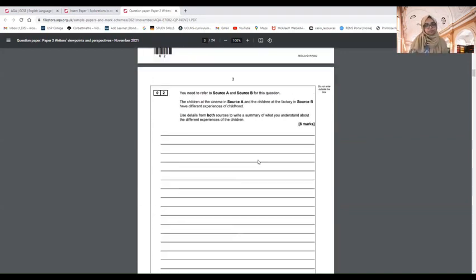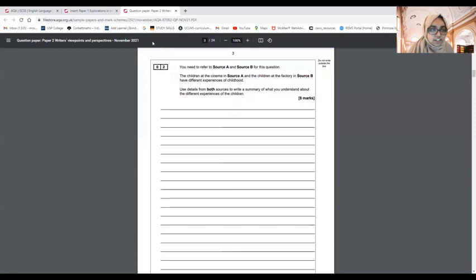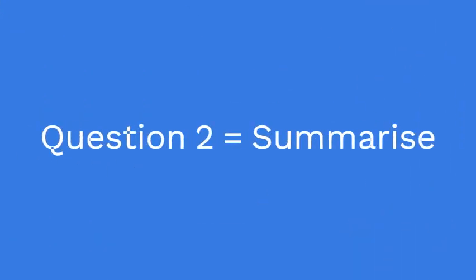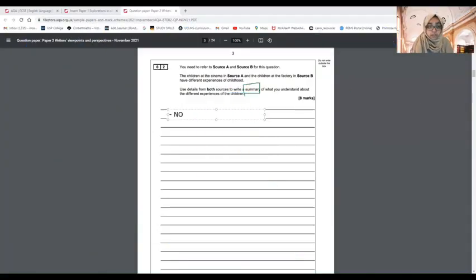Okay, now question 2. If we have a look at question 2, this is actually quite a different question to any question you've seen before in English language. You haven't really seen this type of question before in English language paper 1. So this is about summarizing. So what does summarizing mean? Summarizing means, let me put that in capitals, no subject terminology. That means please do not put in adverbs, verbs, alliteration, metaphors, similes, because it doesn't ask you for the writer's methods. It asks you for a summary. So if I don't do writer's methods, what do I do?